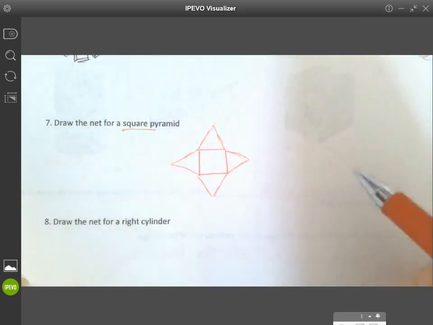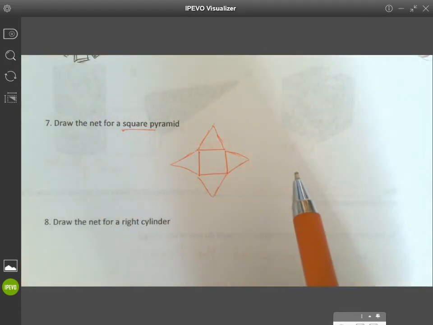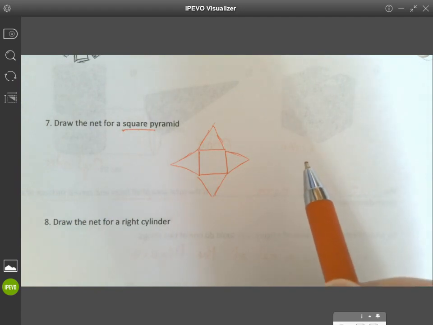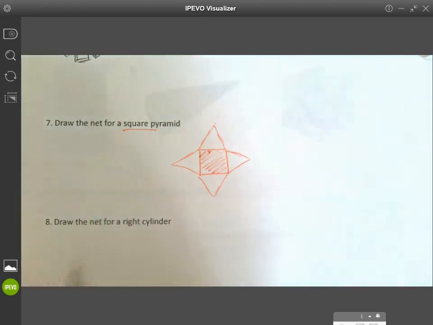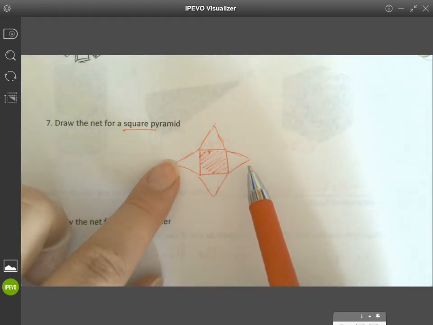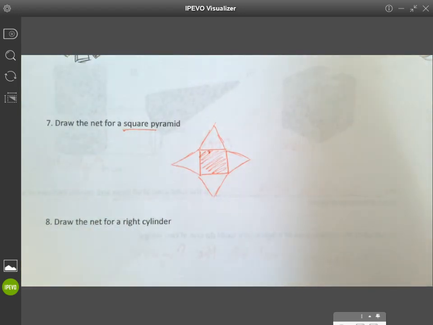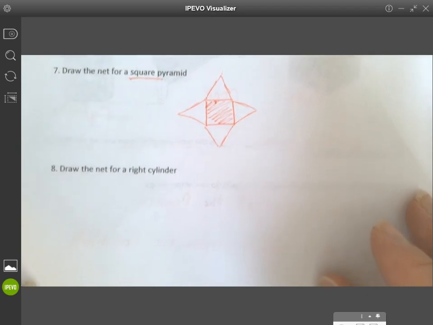So if you can picture leaving your square base and then dropping each of the triangular sides. There it is. It's a green base. There's your square base, but you only have one base in a pyramid. And then if you could imagine peeling these triangles down, it would look like this, almost like a flower or a star.